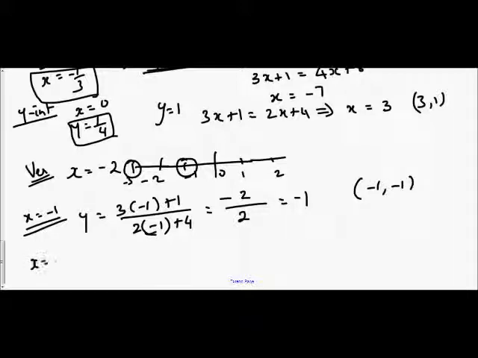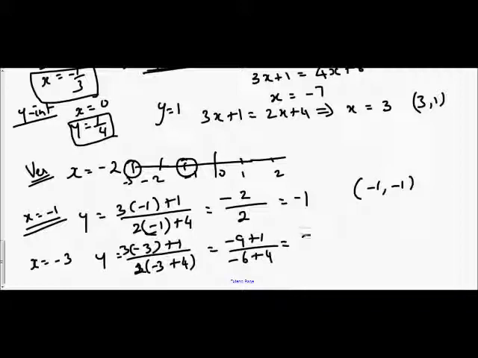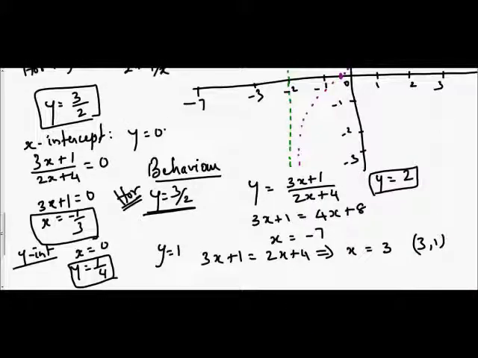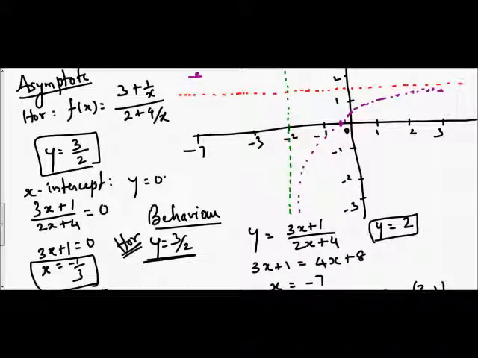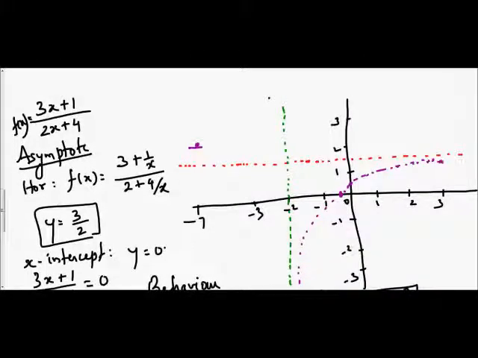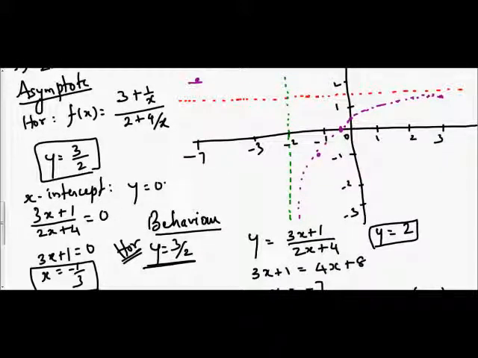And then when x is equal to negative 3, you get 3 times negative 3 plus 1 over 2 times negative 3 plus 4, which would be minus 9 plus 1 over minus 6 plus 4, which would be minus 8 over minus 2, which is 4. So the values are minus 3 and 4. So negative 1, negative 1, negative 3, 4. Let's mark them on the graph. Negative 3, 4 is somewhere here. So this is 4. And negative 1 is somewhere here.